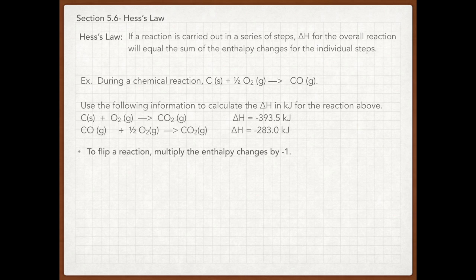The first one is that in order to flip a reaction, okay, so for example, if I want to flip that bottom reaction, I have to multiply the enthalpy change by -1. So instead of being -283, it would be +283.